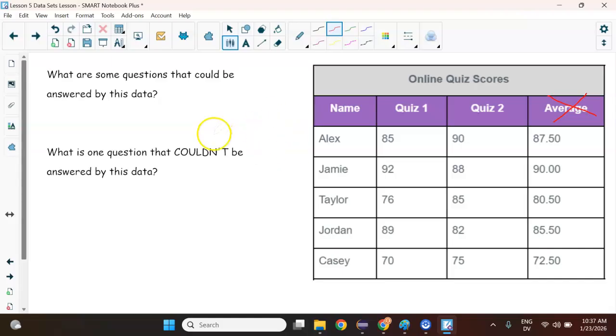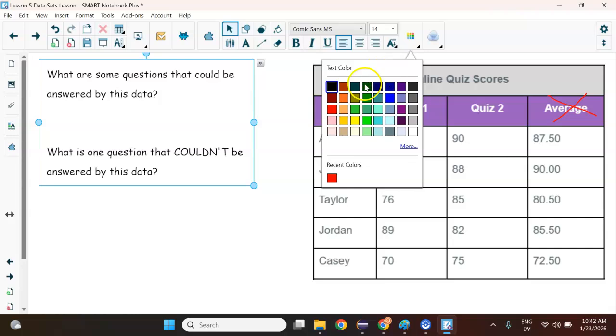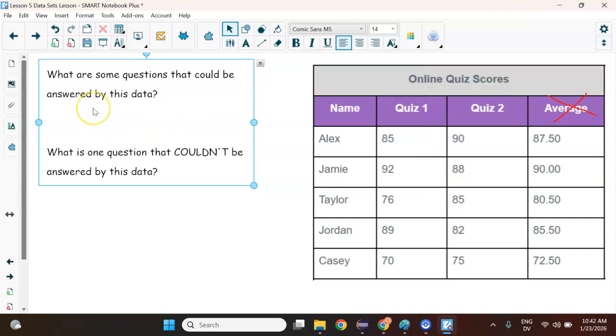So taking a look at this, pause the video again, and what are some things you could conclude and what are some things you could not conclude with this data? Okay, so let's take a look at some things that, hopefully, you got a chance to try this. Let's look at some things that we could do.